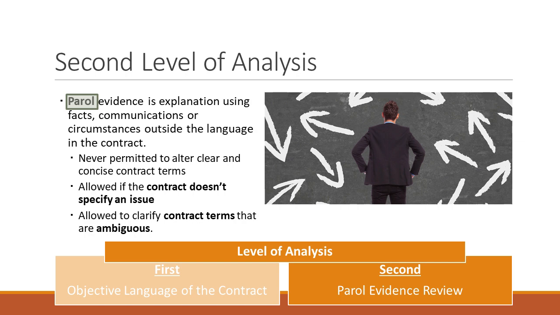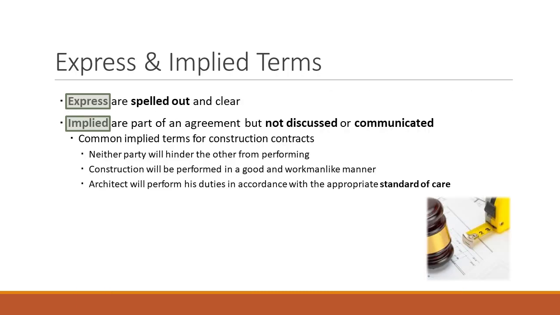Okay, a little bit more back, we were talking about express and implied terms, which is part of interpretation. Is it an express term? It's going to be spelled out. Express terms are going to be clear. They're put out there. Implied terms, however, are part of the agreement, but they're not necessarily written down. And this gets into industry practice.